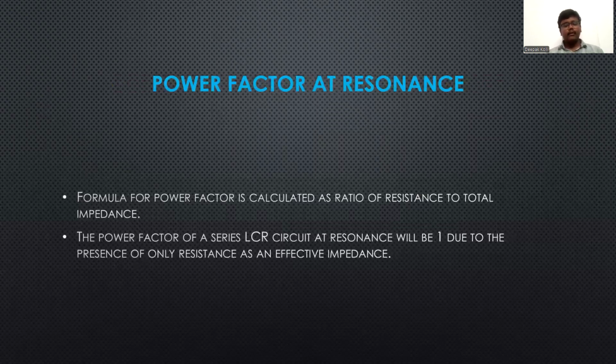Power factor at resonance. Power factor is defined as the cosine of the angle between the voltage and the current. The formula for power factor is calculated as the ratio of resistance to the total impedance. But here the total impedance is equal to the resistance. Hence, the power factor is the ratio between the resistance and the resistance, which is equal to 1. The power factor of a series RLC circuit at resonance will be 1 due to the presence of only resistance as an effective impedance. As there is no reactive impedance of inductor and capacitor, the effective impedance is resistance.